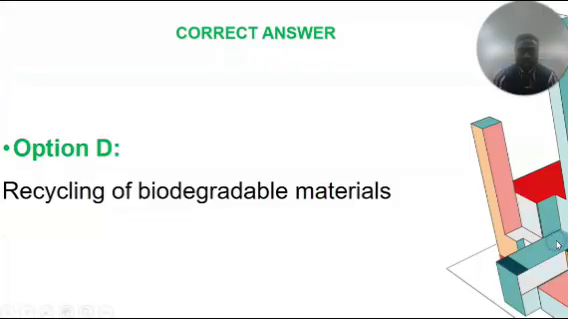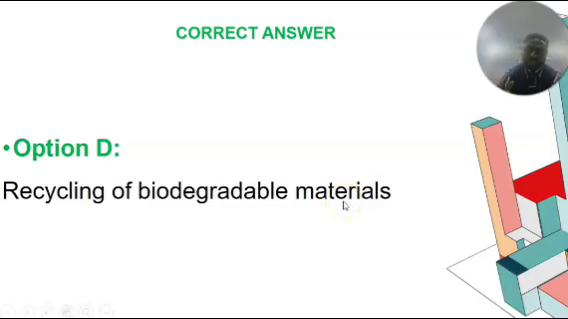So let's confirm the answer. So like I said, option D is the correct answer. It's recycling of biodegradable materials. Soil pollution does not recycle materials that are biodegradable. Materials that are biodegradable are materials that can be converted into the soil through decomposition. So when microorganisms or decomposers act on these substances, they are broken down into tiny particles forming part of the soil. So we refer to them as biodegradable materials, from the word bio meaning life.